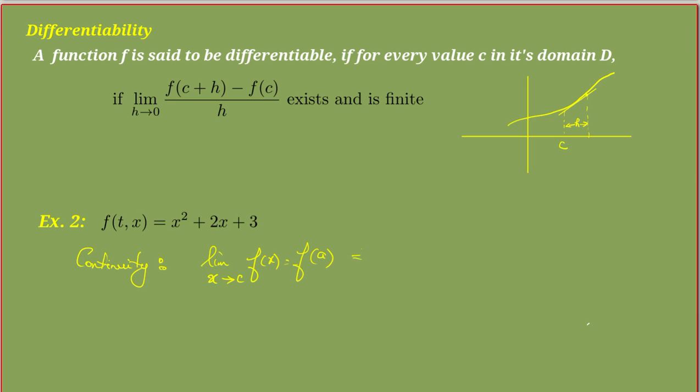So this implies, I can take f of C. So this is the limit as x tends to C, equal to x squared, c squared plus 2c plus 3. If I approach it through x, if it comes to c in any direction, this will have the same value.